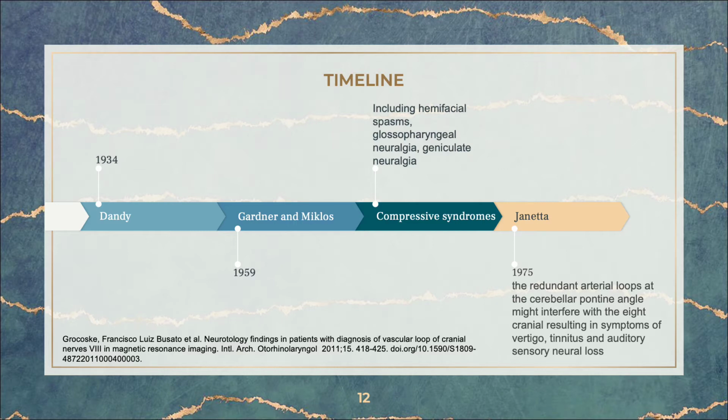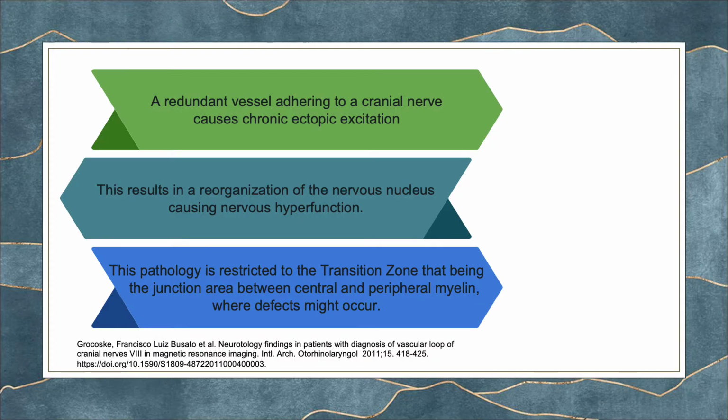In 1975, Janetta proposed that the redundant arterial loops at the cerebellopontine angle may interfere with the 8th cranial nerve, resulting in symptoms of vertigo, tinnitus, and auditory sensorineural hearing loss. All pathophysiological theories are based on a common theme. A redundant vessel adhering to a cranial nerve causes chronic ectopic excitation. This results in reorganization of the nervous nucleus, causing nervous hyperfunction.